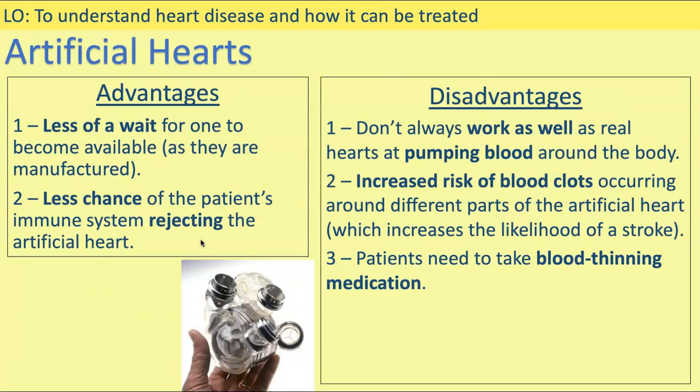Artificial hearts do have advantages and disadvantages. So I'll leave these on the screen, I'll let you read through them, but there's less of a wait for one to become available. That is the main advantage because they are manufactured. There's also less chance of the patient's immune system rejecting the artificial heart because it hasn't come from another human or another animal. Artificial hearts don't always work as well as real hearts at pumping blood around the body. They do increase the risk of blood clots occurring around different parts of the heart, and it increases the likelihood of a stroke, and patients will need to take blood thinning medication probably for the rest of their lives if they have an artificial heart long term.